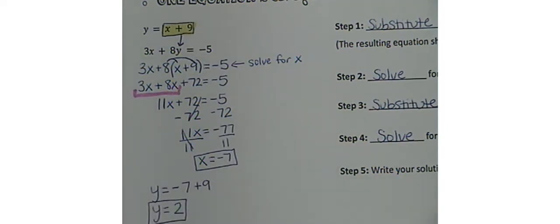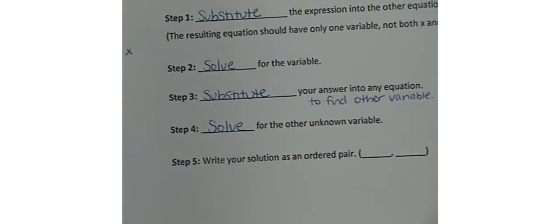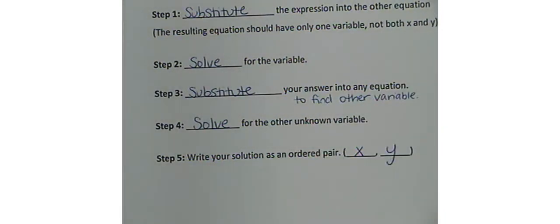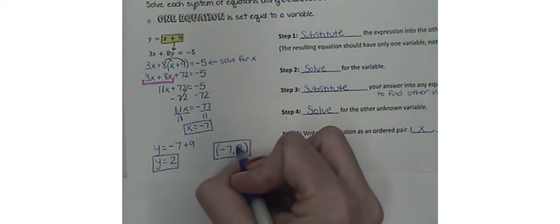Okay, so step 5, we need to write our solution as an ordered pair, x, y. So that would be negative 7, 2. X always comes first, then the y, just like they're listed in the alphabet. X is first, then the y. So negative 7, 2. And I'm done. That's my answer.